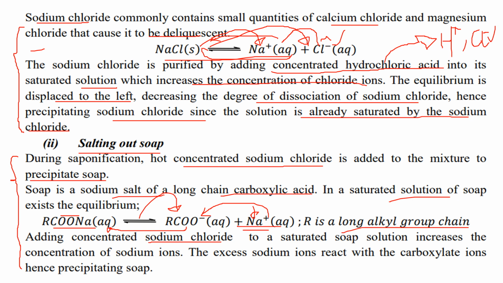So addition of sodium chloride to a saturated solution of soap increases the concentration of sodium ions, and the excess sodium ions are going to react with the carboxylate ions, precipitating out soap. And that's the function or the applications of common ion effect. We apply common ion effect in two ways. First of all, purification of common salt or sodium chloride, and the other one is going to be salting out or precipitating out of soap.